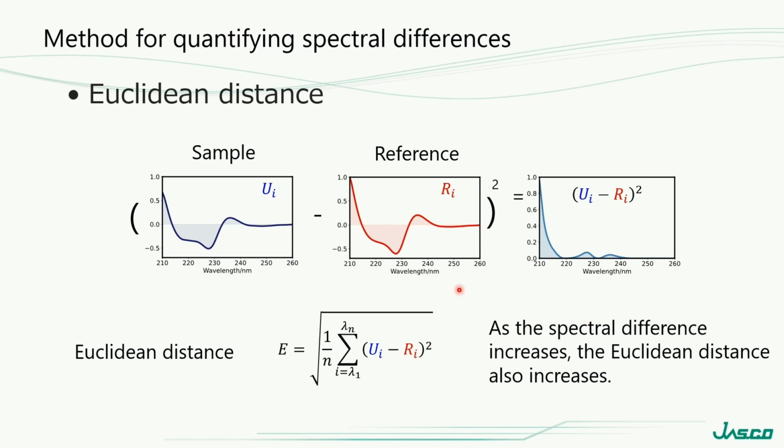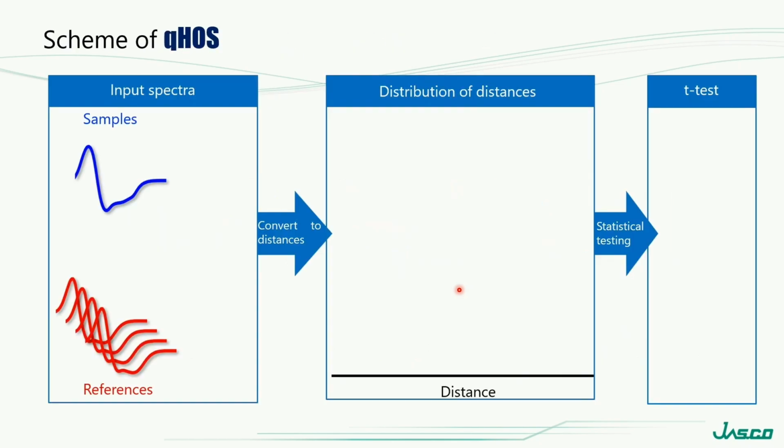Thus, the spectra can be converted to a single value, but it is not clear how much difference means significant differences. Therefore, qHOS incorporates a procedure to reflect the variation of the reference and samples. The procedure is split into 3 parts: input spectrum, creation of the distribution of distances, and t-test.